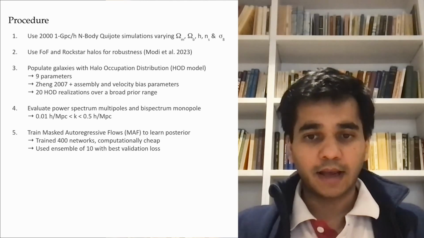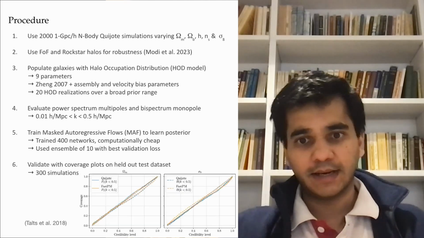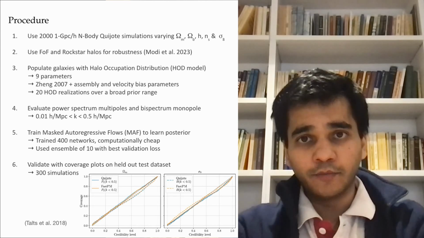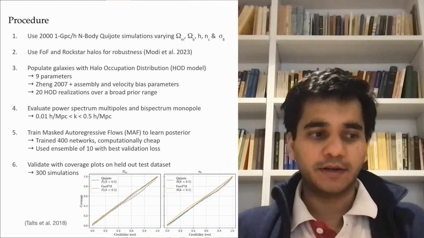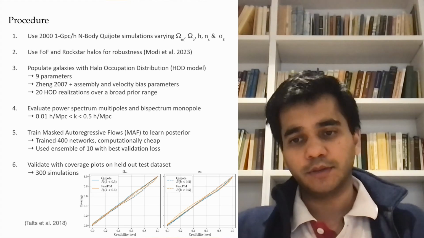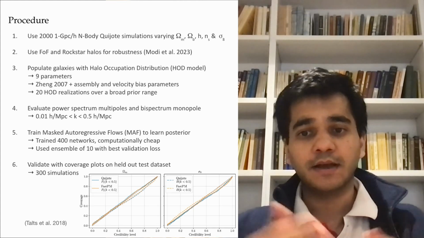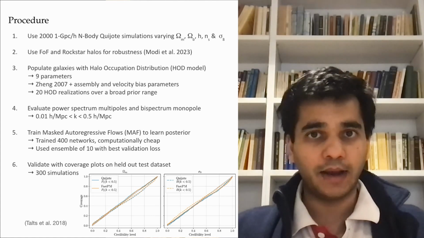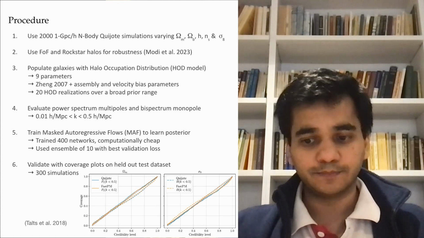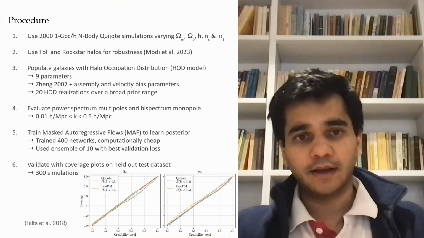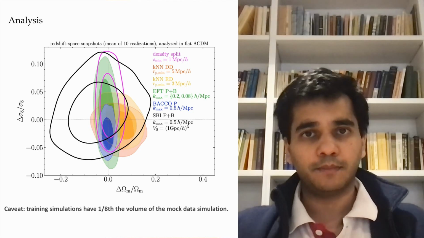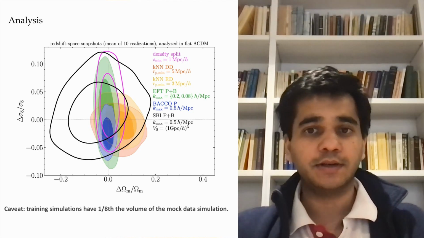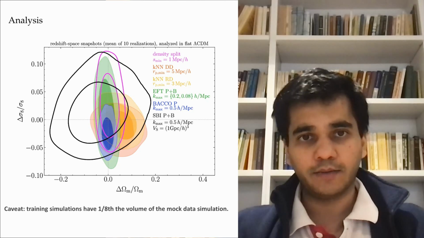To check that our pipeline is accurate, we have a held-out test data set of 300 simulations on which we do this inference, and we generate coverage plots like this. If our posteriors are well calibrated, then this coverage plot should basically follow the diagonal for different parameters. I'm showing here that it does for omega matter and sigma 8, giving confidence in our pipeline. And based on this, we then take this ensemble of neural networks as our approximate posterior and apply these on the mock data set provided by the mock data challenge and get constraints like this.